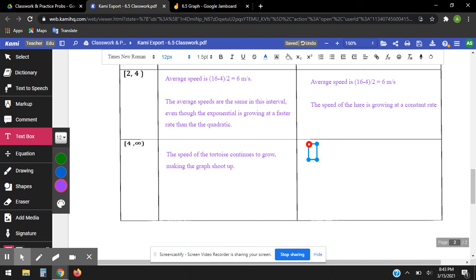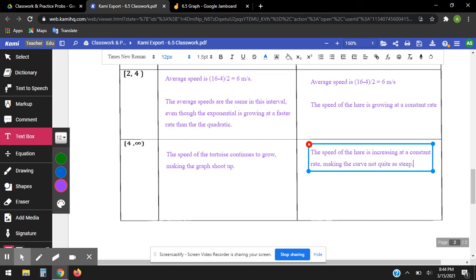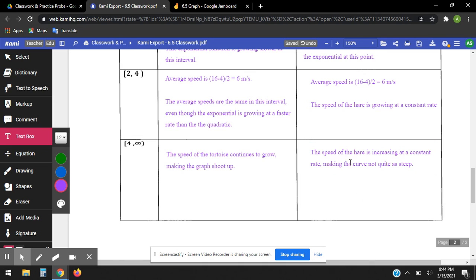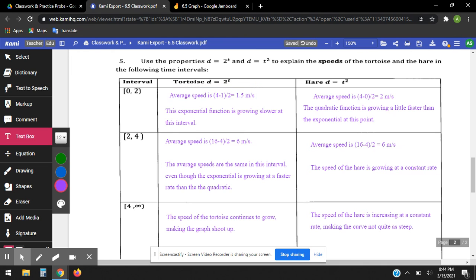And so the speed of the hare is increasing at a constant rate, making the curve not quite as steep. Because remember, its slope is really a linear equation, so it's constantly getting bigger, but it's not as fast as our exponential on there.